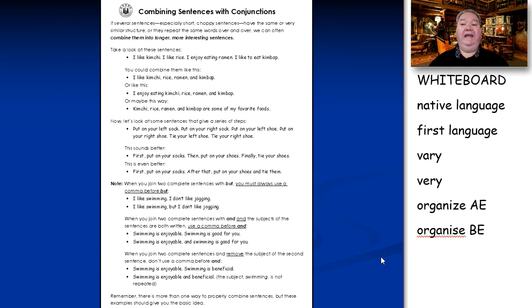So, I gave you this paper last time, or this handout last time, and this is just something I put together about combining sentences with conjunctions. And this just gives some basic examples, showing how to combine some sentences. And here's some, like using a series of steps. And then some very specific rules here about how to write them, and some specific examples there.